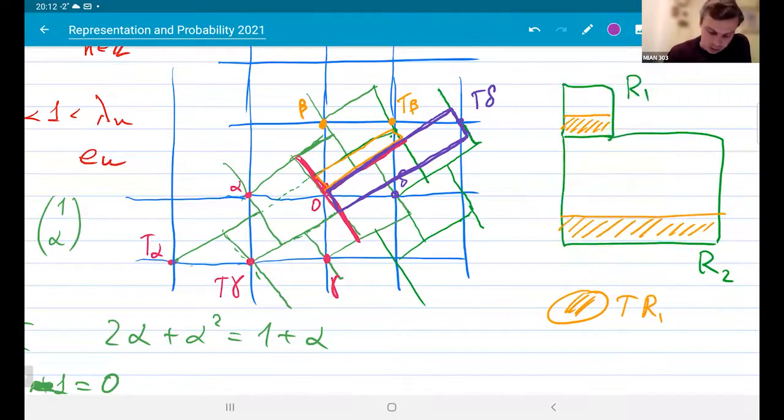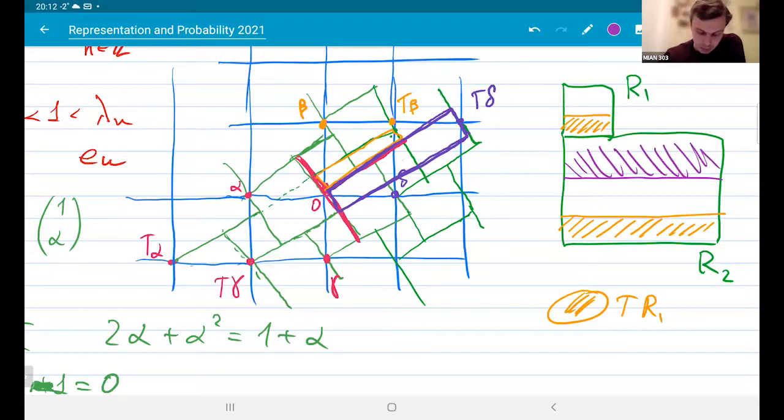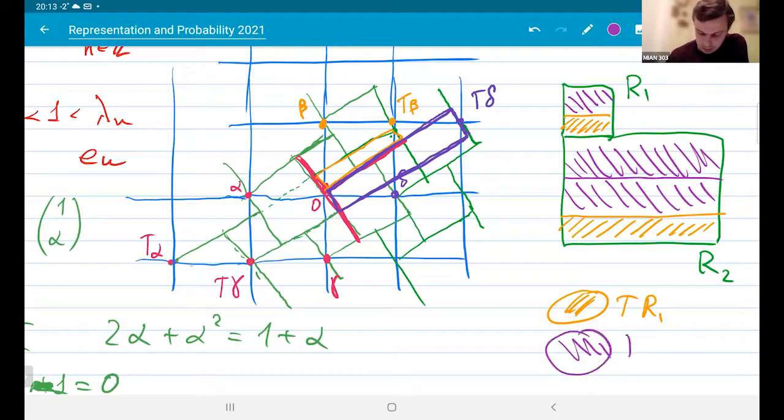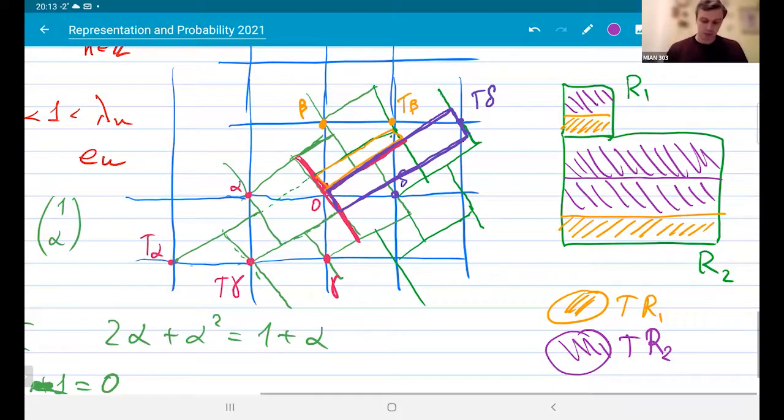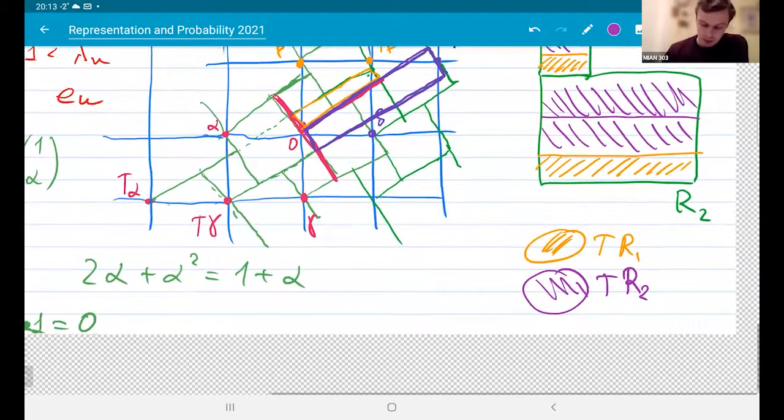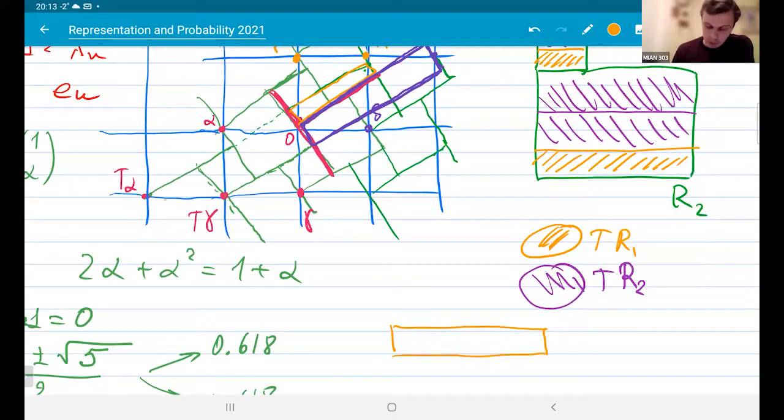Логичным образом TR2 нам что даст? Смотрите, он сначала даст нам вот этот кусок, примыкающий к нулю. Потом это будет вот этот кусок, и потом снова вот эта полосочка. Вот это TR2. Можно нарисовать еще картинку в чем-то симметричную: можно нарисовать два длинных отрезочка, два длинных прямоугольничка.